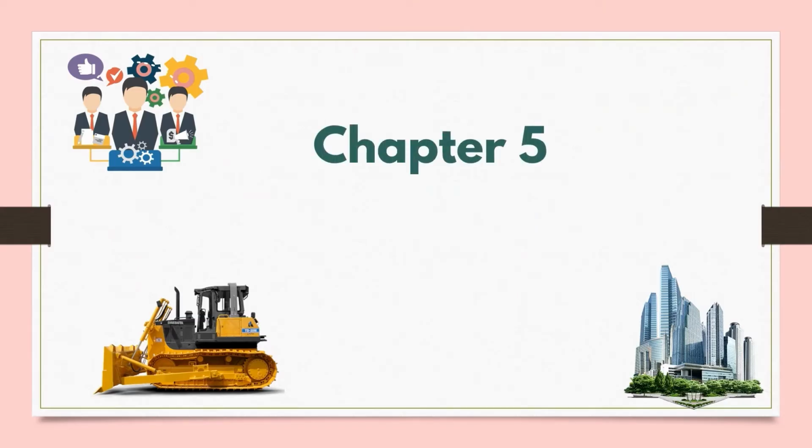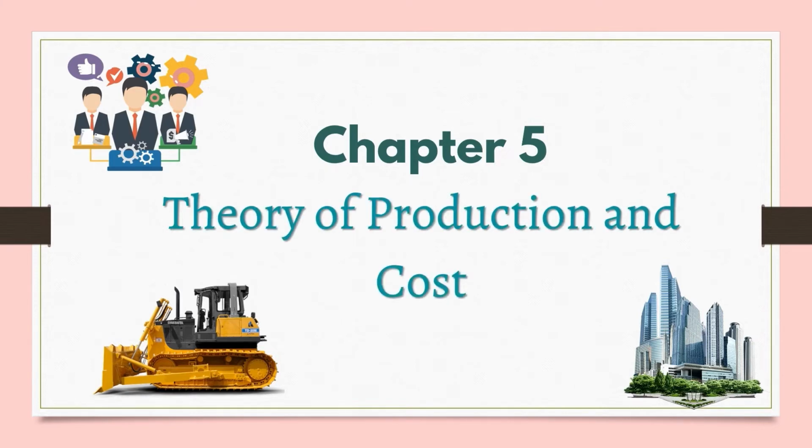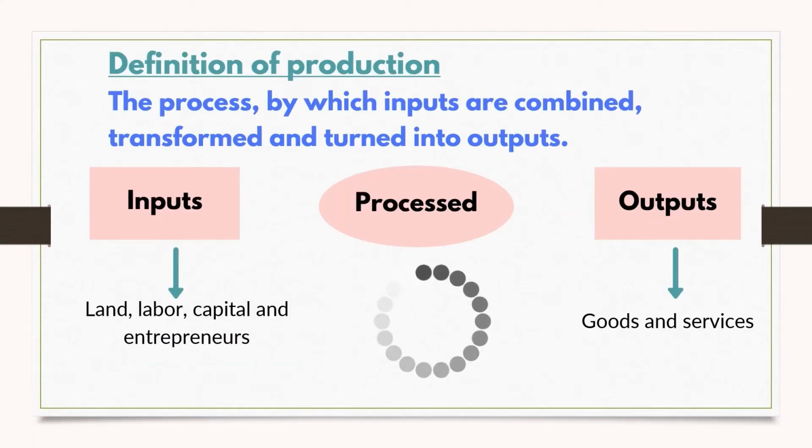Okay, so we're going to look at chapter 5, which is the theory of production and costs. First, the definition of production. So what is the definition of production? It is the process by which inputs are combined, transformed, and turned into outputs. If we look at this diagram, first we can see the inputs, which are the land, labor, capital, and entrepreneurs. When the inputs are processed, they become the outputs, which are the goods and services.